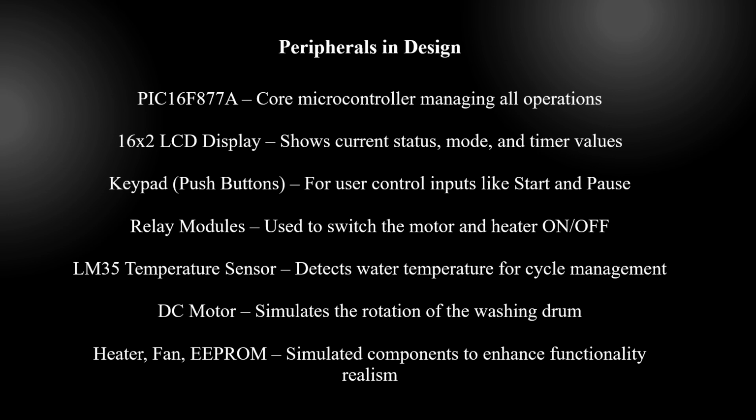Fan simulates the drum spinning during wash or spin cycles. Door sensor ensures safety by detecting if the washing machine door is closed. Buzzer provides alerts during system events like cycle completion.